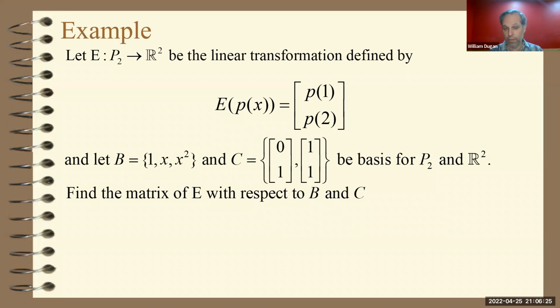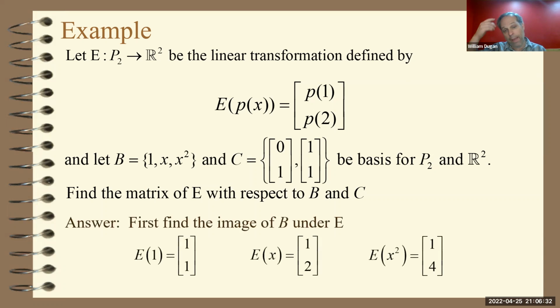I want to find the matrix of E relative to B and C. So this is the matrix of E from B to C. To do so, I have to take E and apply it to every vector in the basis B.